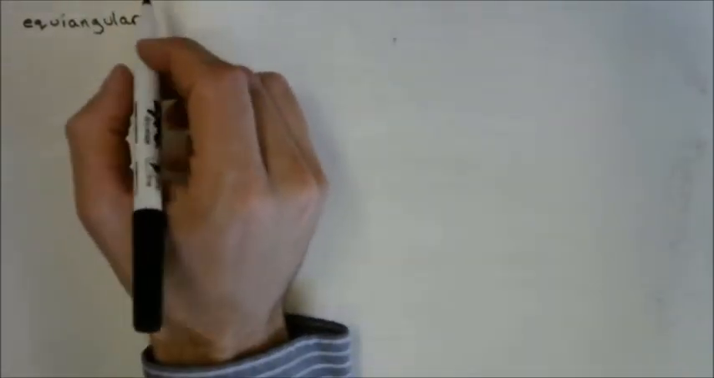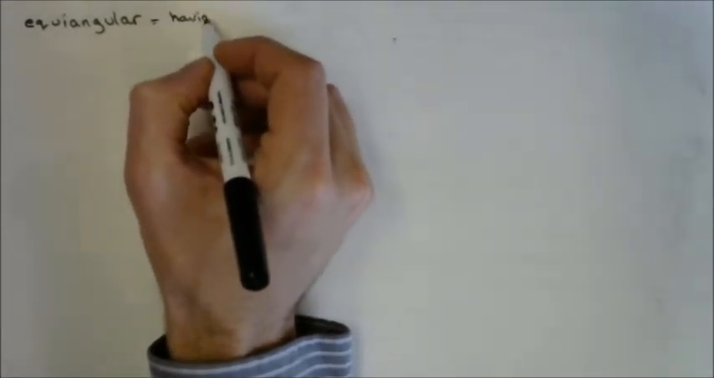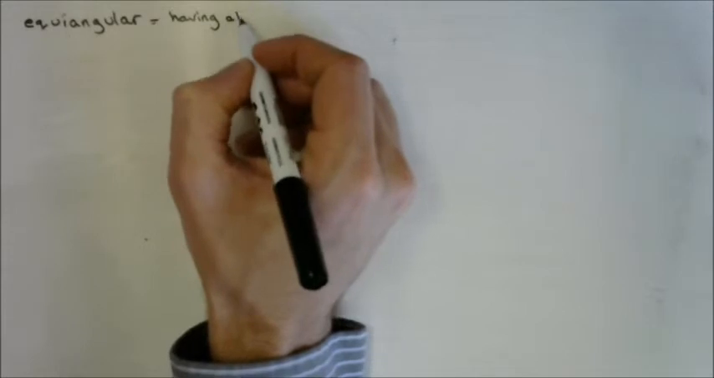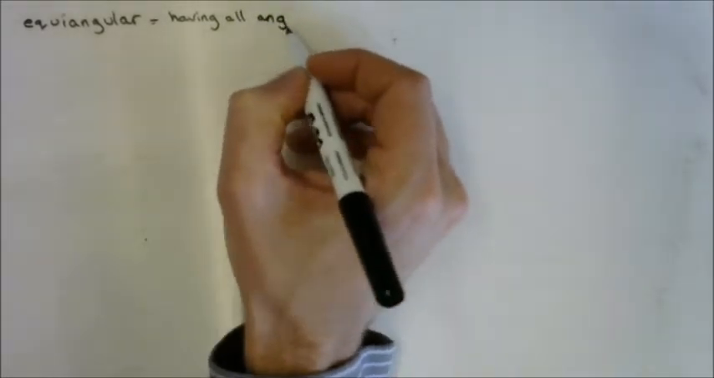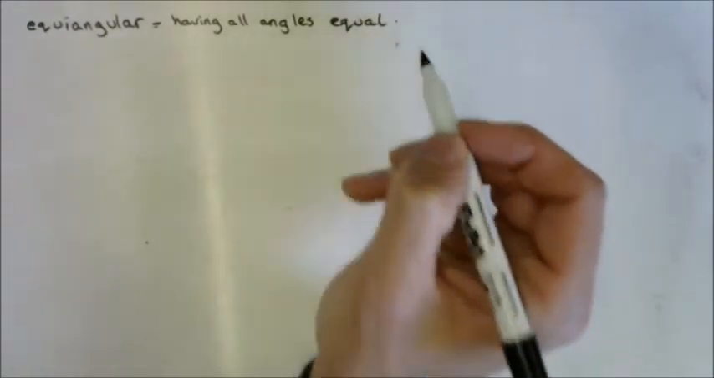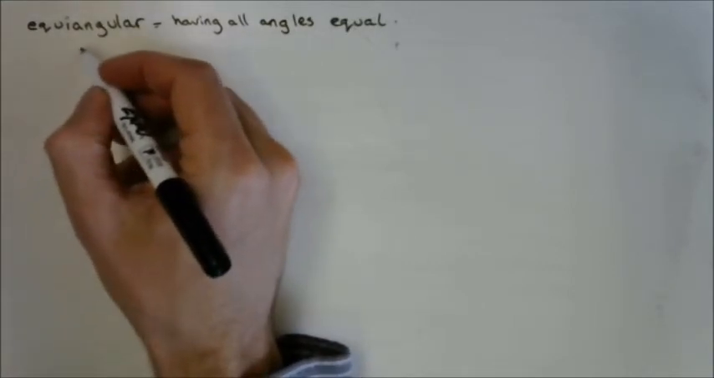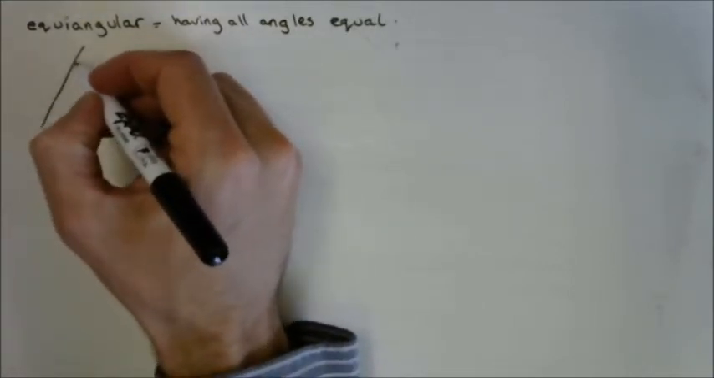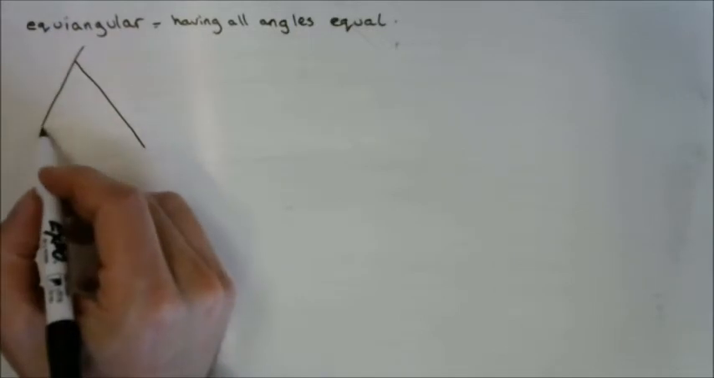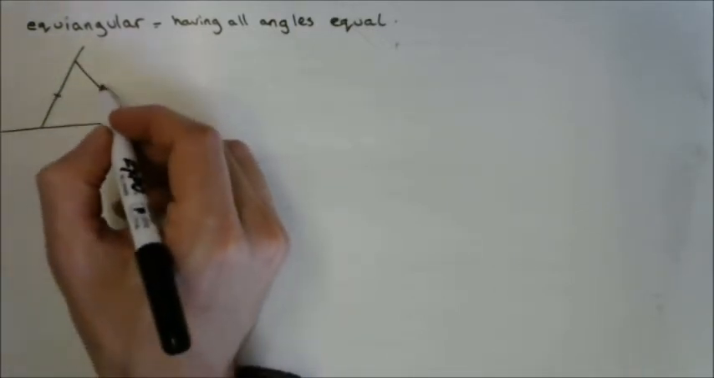Equiangular. What does that mean? All the angles are the same. Yeah, having all angles equal. Okay, so there's another word that we can use when we're describing our geometric figures. You have a diagram there in front of you of an equilateral triangle, and it has its sides extended already.